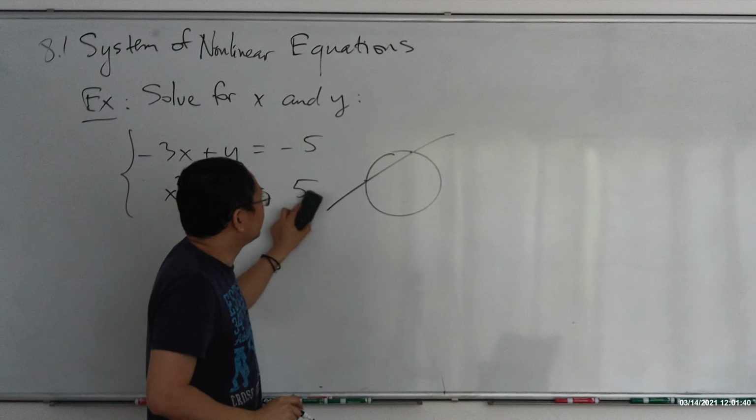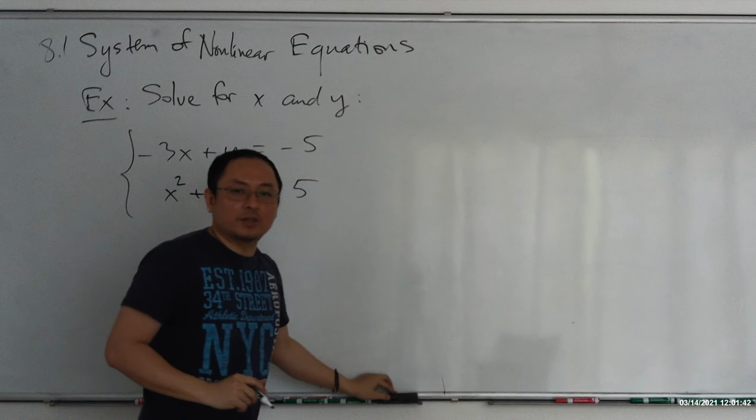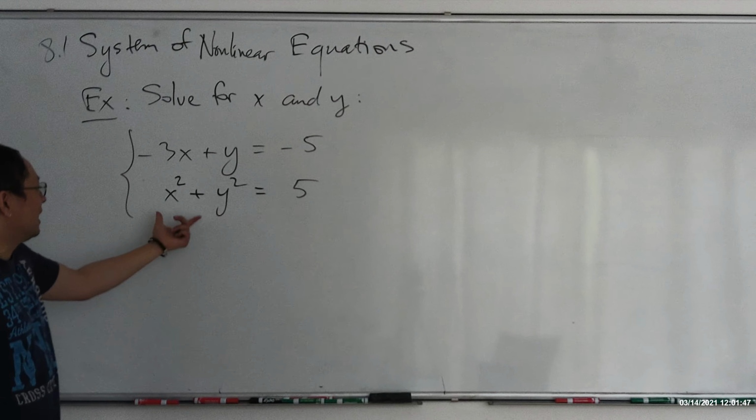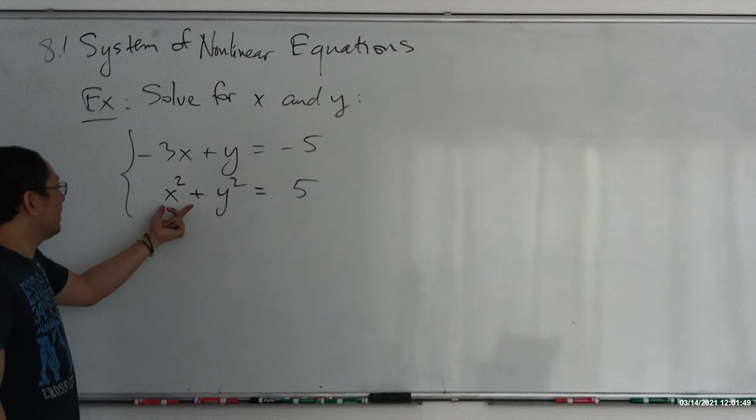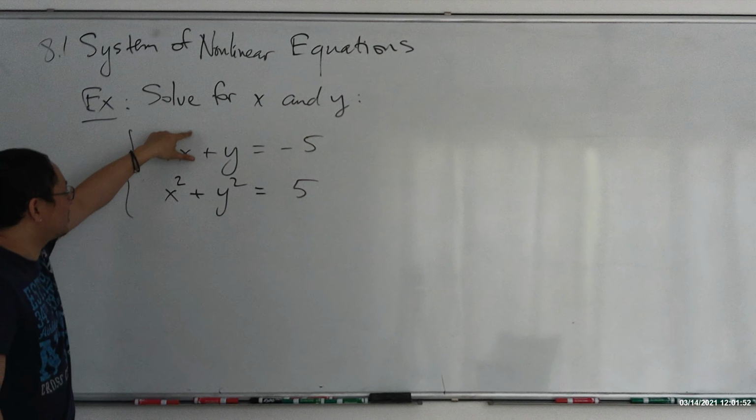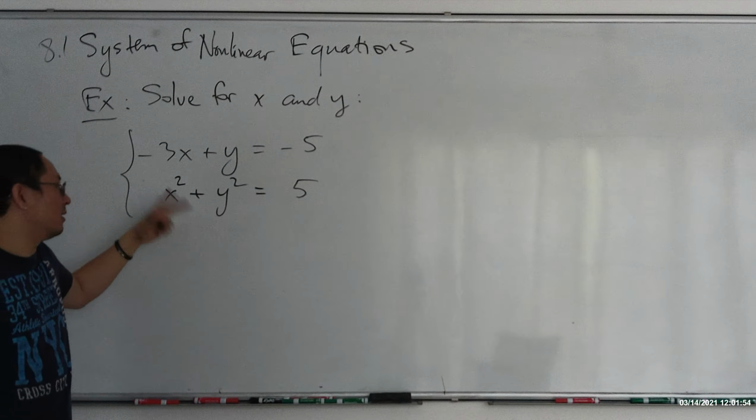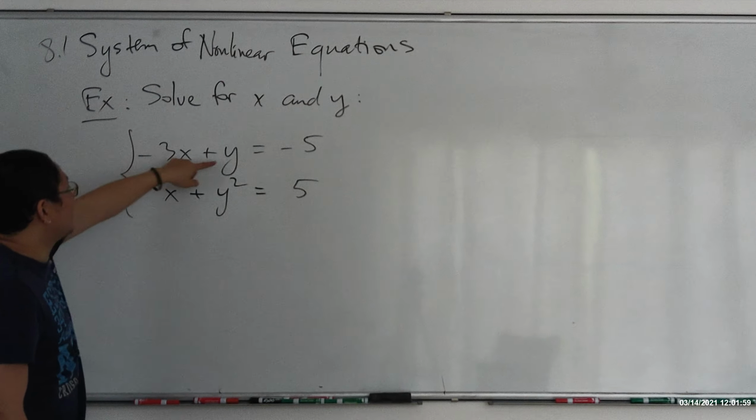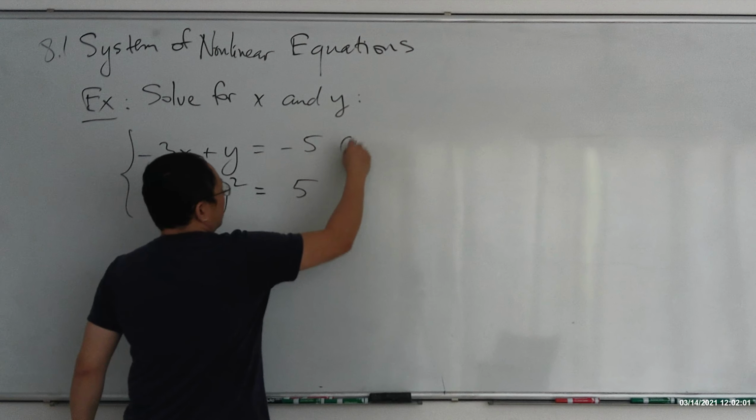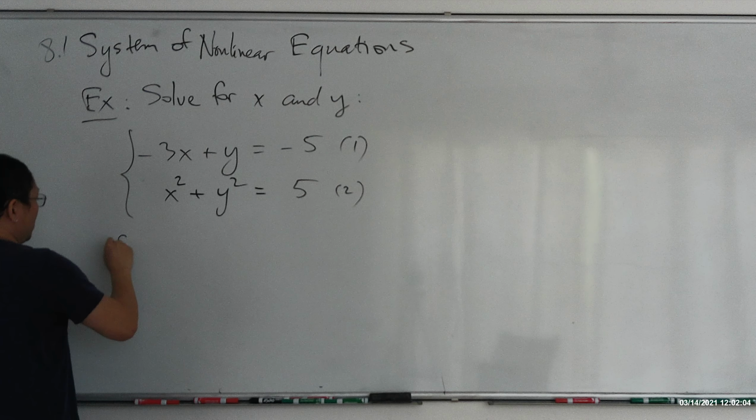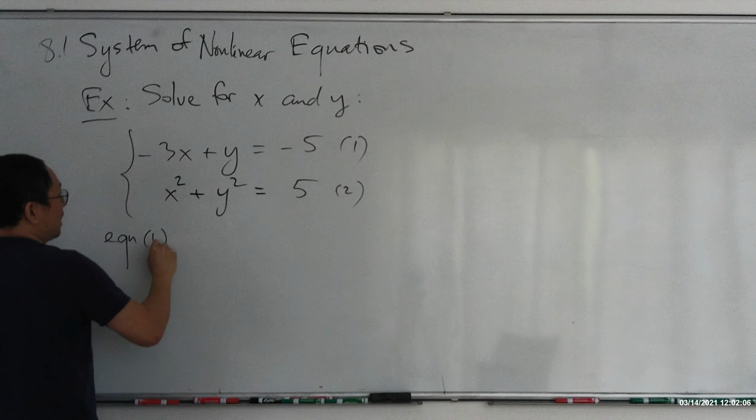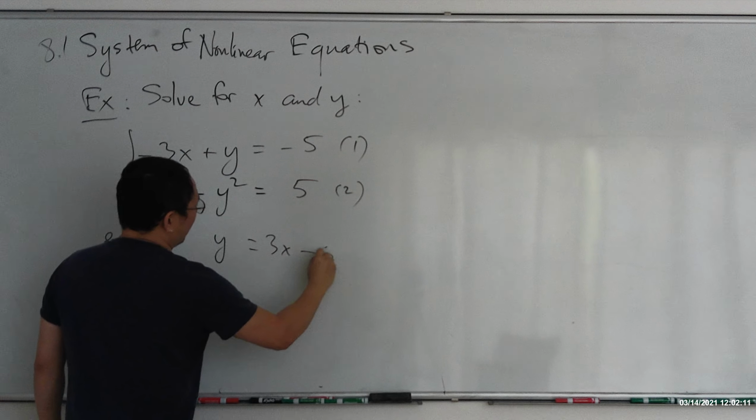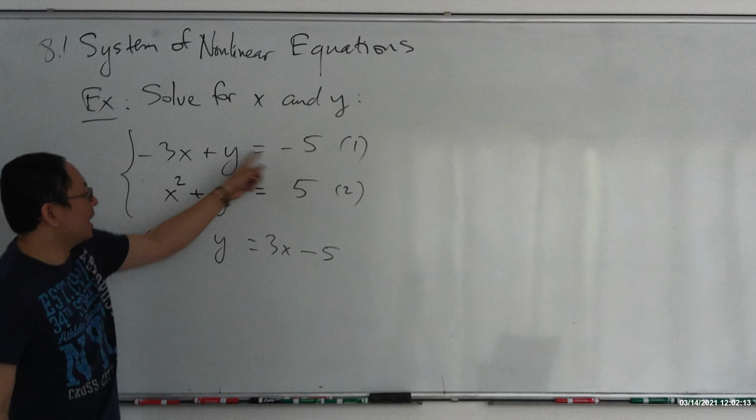To solve this system, we usually use the substitution method, okay? Because I don't know what number to multiply the second equation by to match up with the first. This is just a single x. The second one is x squared, so it's not the same degree, not the same term. So I'm going to use substitution. Let me solve for y in here. First equation, second equation. Equation number 1, solve for y, I got what? y is equal to 3x minus 5. You know what I've done? I add 3x on both sides, okay?